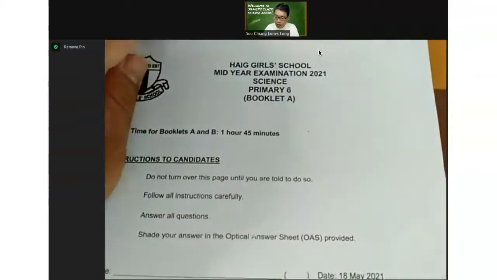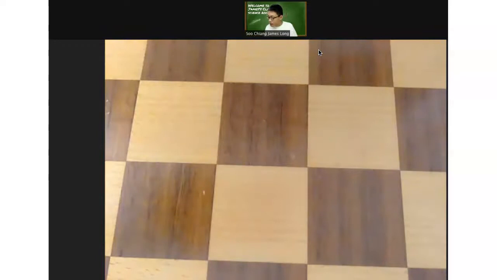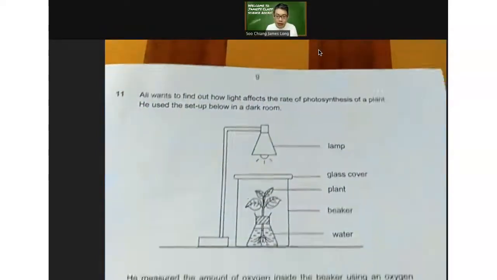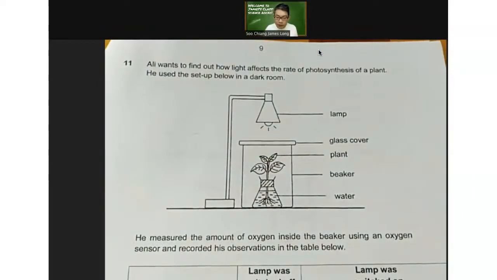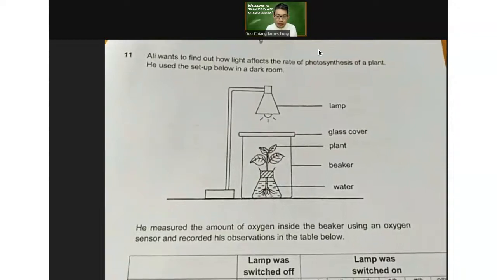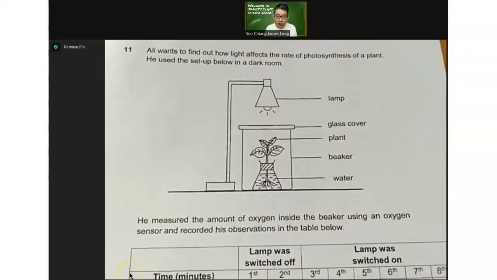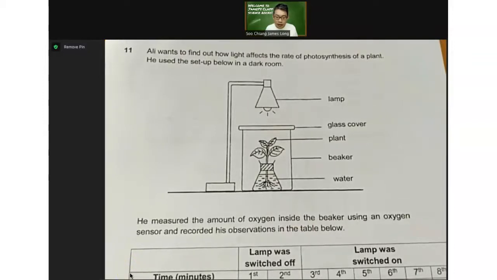Okay, now let's go to the energy questions for this. Let's go to the life science section first. There are 3 questions for life science. So I'd like you to read the question partly first, because it's quite a long question, the whole page.